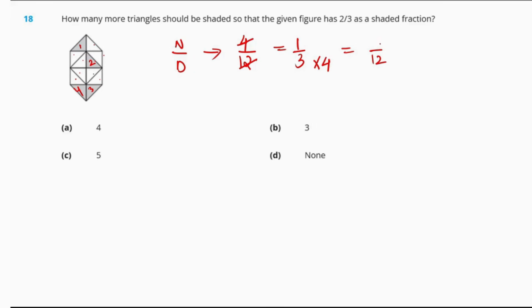So we have to take 4 times 2, that will be 8. Okay, so now, previously it was already 4 squares were shaded. Now we have added 4 more squares, right? Therefore, that is how it became 8 by 12. So the answer to this question will be option A, 4. That is, we have to shade 4 more triangles to make it 8 out of 12.